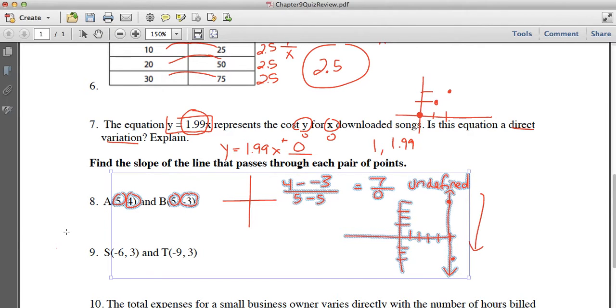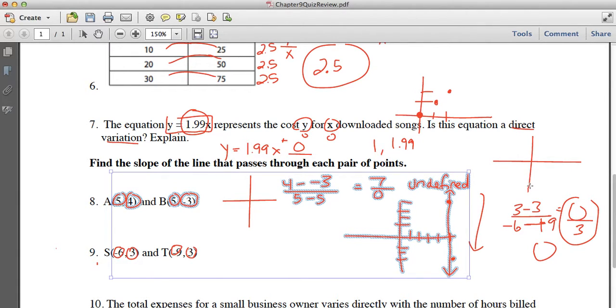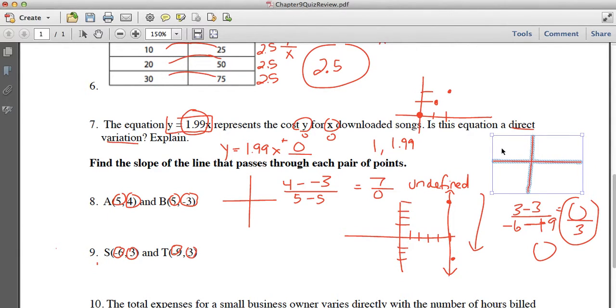Number 9, it says to find the slope. So I'm going to take 3 and -3. Oh, sorry, 3 and 3. So I'll take 3 minus 3, and then 6, -6, and a -9. So -6 take away a -9. What I get there is 0 over 3, and 0 divided by 3 is 0, and so that is a 0 slope. And if I would have graphed those out, I would have gone -6, 3, and -9, 3, and they would have fallen on the same horizontal line, and a horizontal line is a 0 slope.